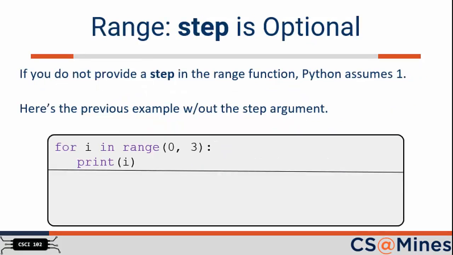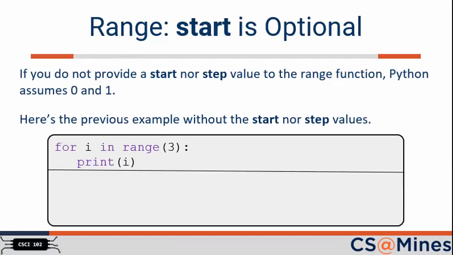The point of this slide is to note that step is optional. If you choose to not include it, Python automatically assumes step is 1. In other words, if you only have 2 inputs into your range function call, the interpreter will assume that they are start and stop. Here's the previous example without step. Since step was 1 in the previous example, the output is the same.